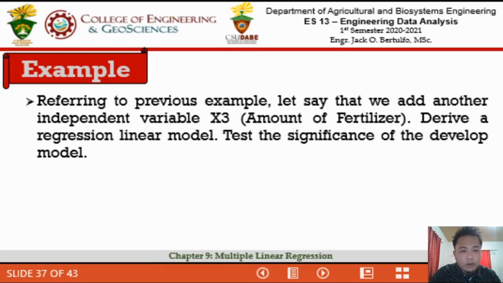another independent variable, which is x3, the amount of fertilizer. So derive a linear regression model and test the significance of the developed model. Earlier, from our calculation, we came up with 82%. Then an r squared of 82% is not enough. Maybe you think there could be another independent variable that can explain the yield of this variety. So maybe you think that the fertilizer is a factor, so we now include the amount of fertilizer.